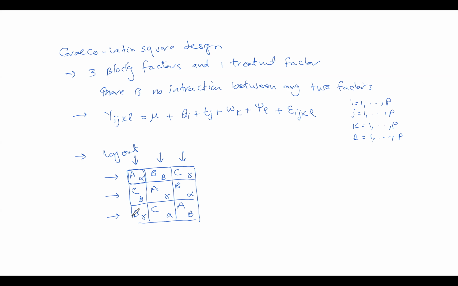When you look at this layout, you will find each treatment appeared only one time within each row and only one time within each column. And something else, each combination or each pair of the treatment factor and the third blocking factor appear together only one time. Like A alpha repeated only one time, A gamma repeated only one time, C beta repeated only one time, and so on. This is one of the requirements. So this is the Latin square design layout.